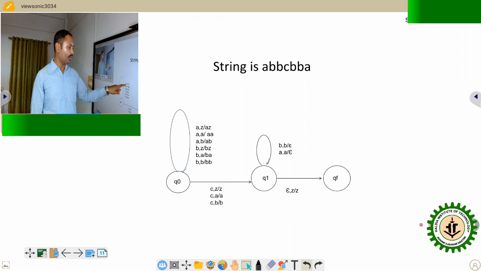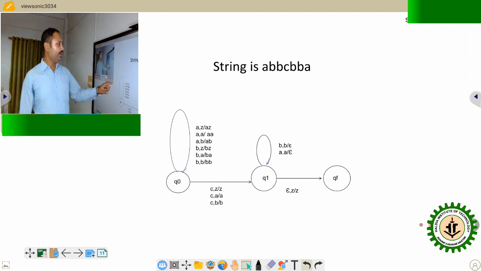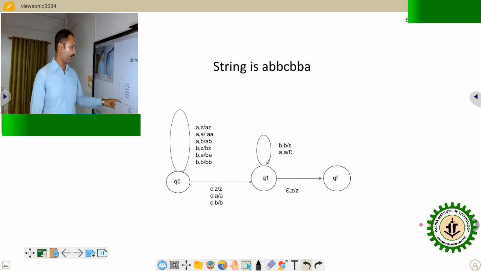We can easily push A over Z. Now we are going to add B over A. So this transition we have to apply. The inputted symbol is B and the top of the stack is A. So we can easily add B over A.